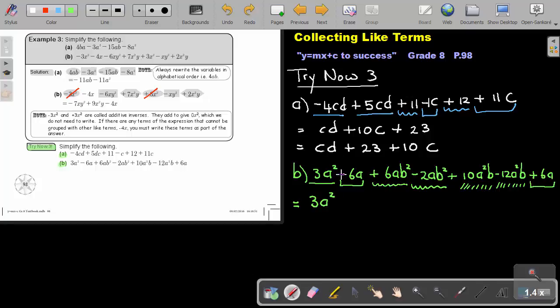And then look, negative 6a, positive 6a. It's additive inverse, but we usually just say they cancel out. And then look at this one, 6 minus 2, that will just be 4ab squared. And then 10 minus 12, what do I do if the signs are different? I subtract. And I look at the biggest movement, which was negative. So it's negative 2a squared b. And that will be my final answer.